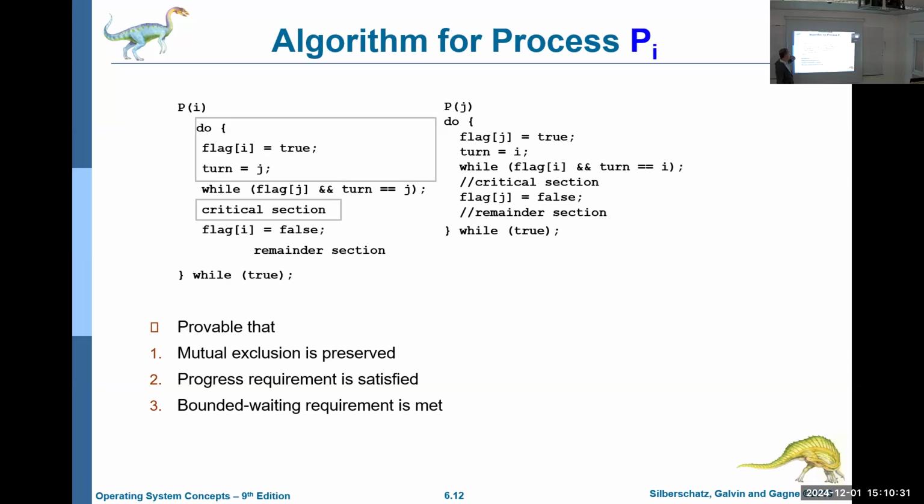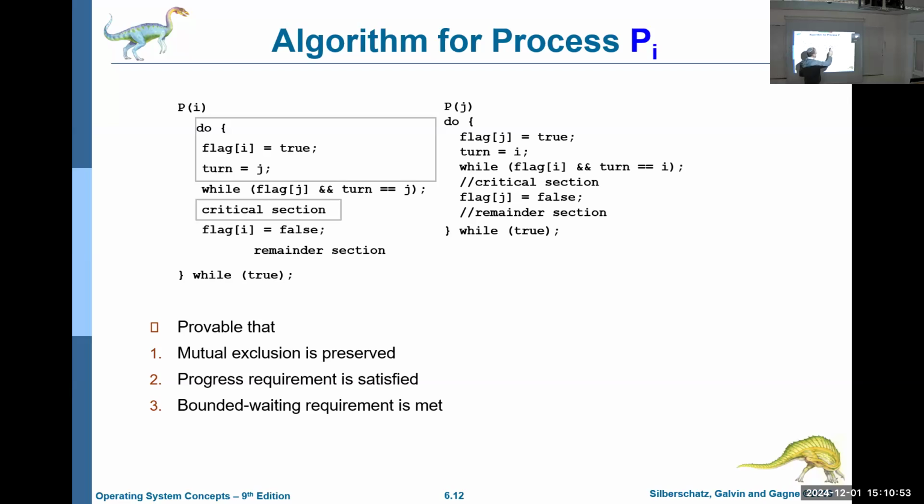Now, wait a second. Whose turn is it? It's still I's turn, because remember, turn was not equal to J. I didn't turn it back. I just said I am no longer interested. I didn't change the turn. I did my critical section and I said, I am no longer interested.